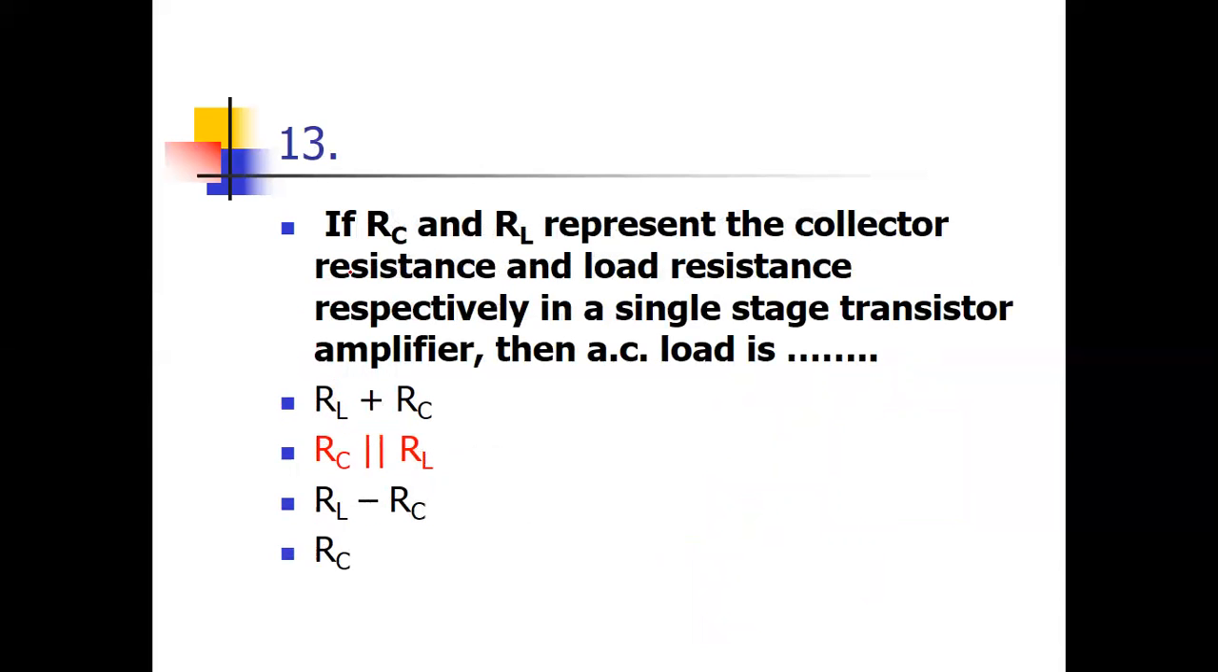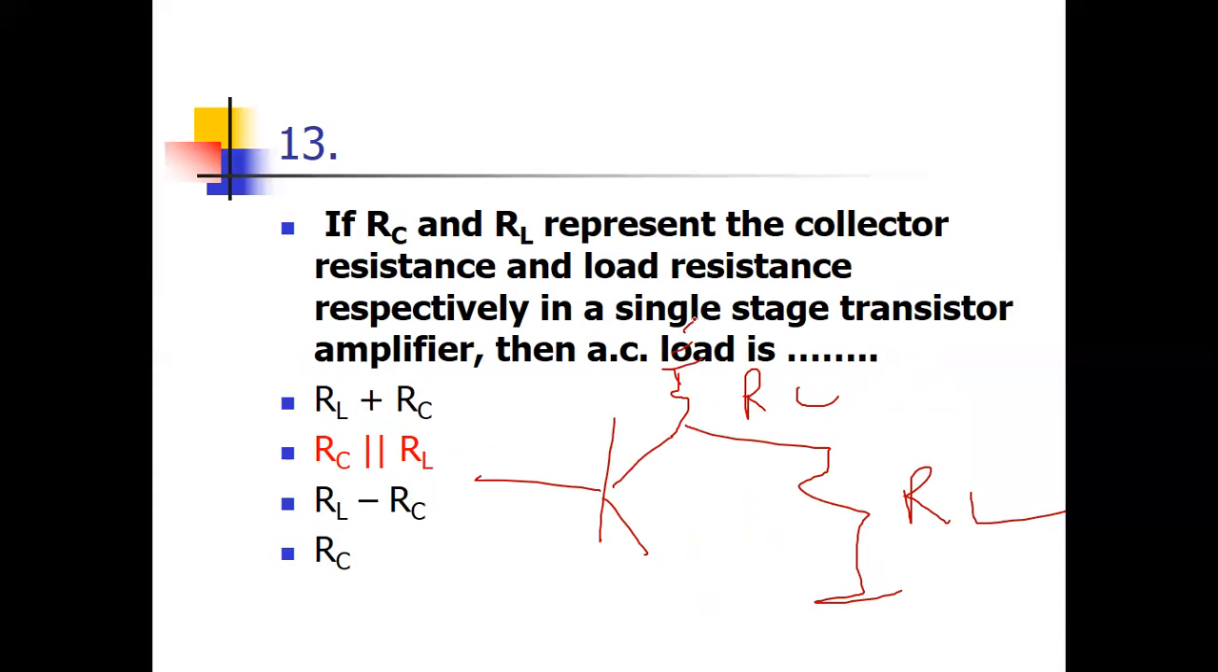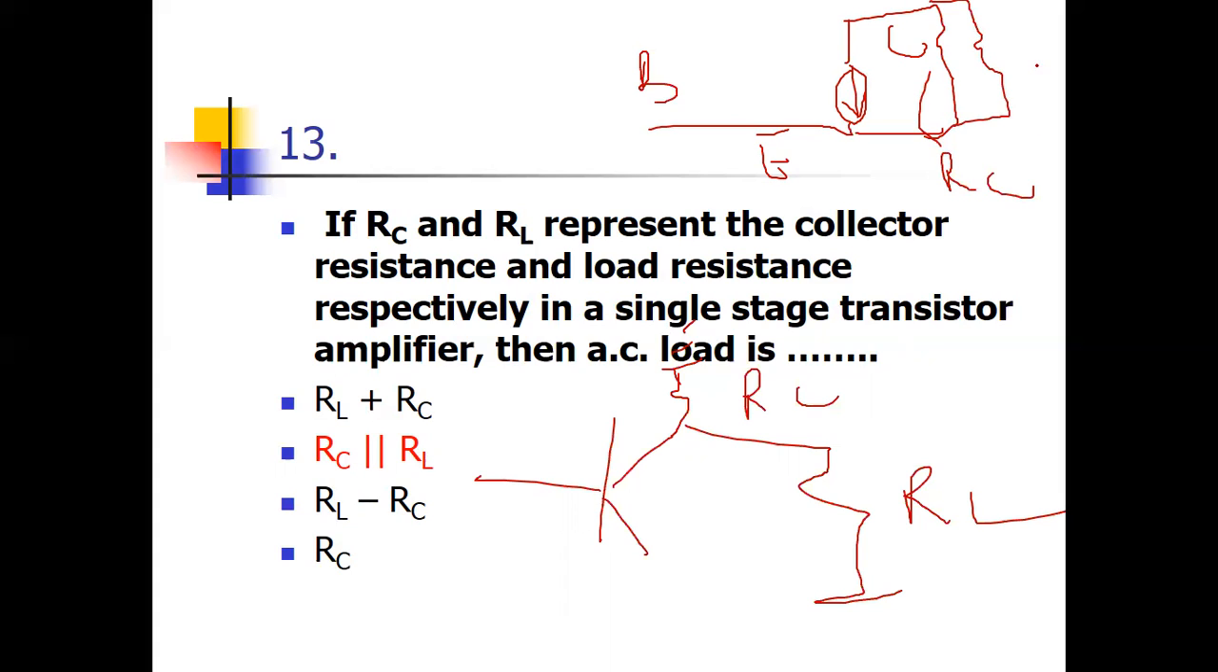Now the next question: if RC and RL represent the collector resistance and load resistance, then what is the actual load? See, whenever we draw the small signal analysis model, suppose this is your circuit and this is your RC, and here it will be the load resistance RL. When we draw the small signal equivalent circuit, suppose this is the capacitor, base, emitter. So in this small signal model, there will be one current source. Then after the current source, at the collector, RC and RL are both taken in parallel. Then we count this as the actual load, the main output. So in the output, both resistors are in parallel. So the actual load is RC parallel RL.